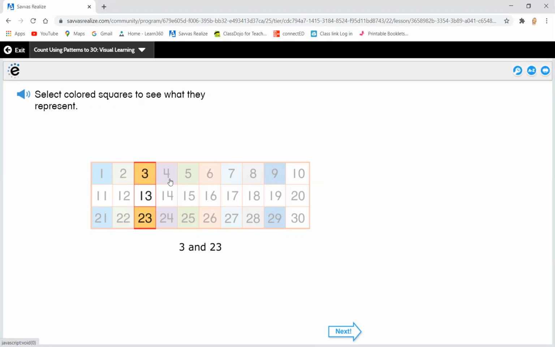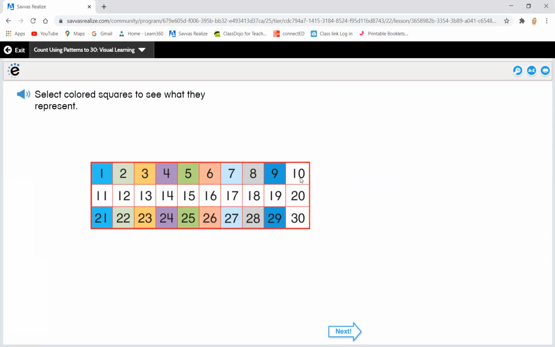The 3 is at the end. 4 and 24. Here's our 4 at the end. 5 and 25. There's the 5 at the end. And we say the word 5, 25. 6 and 26. 7 and 27. 8 and 28. 9 and 29. Our last one is 10 and 30, and they don't do that one.